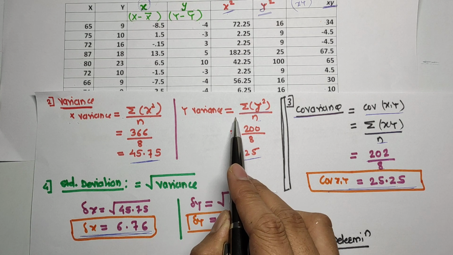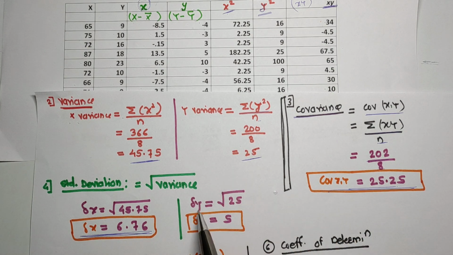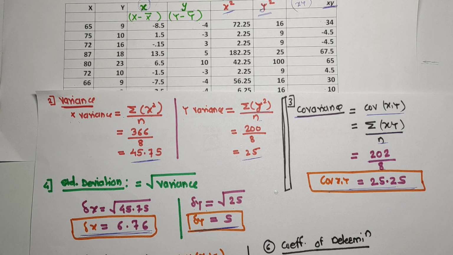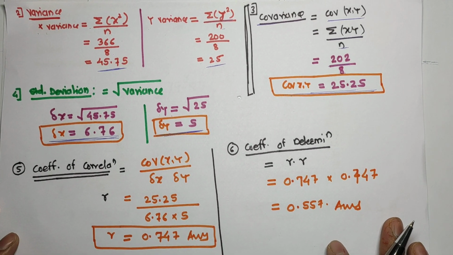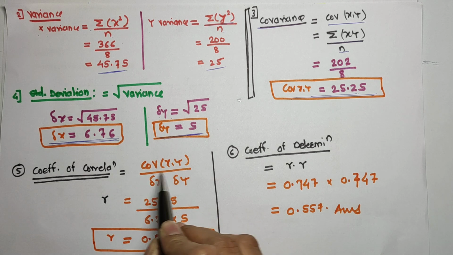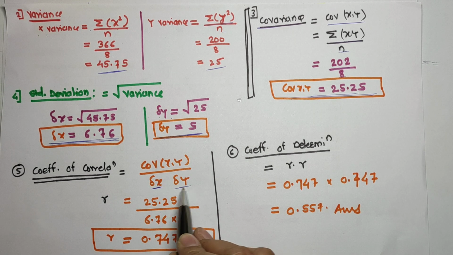Similarly, what is the standard deviation for y? It is under root of variance. So under root of variance of y is 25. So sigma y is equal to under root of 25. You will get sigma y as 5. So we have calculated the standard deviation also. Now they are asking to calculate the coefficient of correlation. So how to find the coefficient of correlation? The formula is the covariance of xy divided by the standard deviation of x into the standard deviation of y.